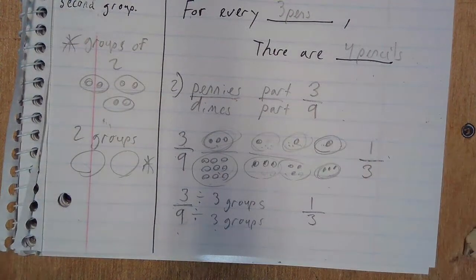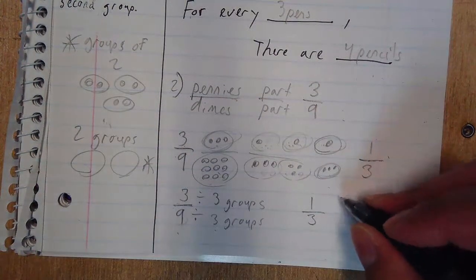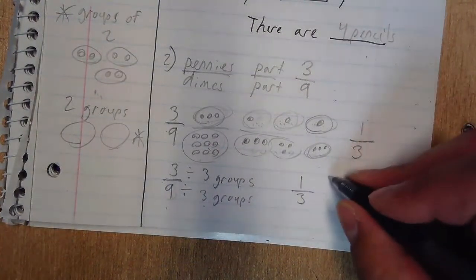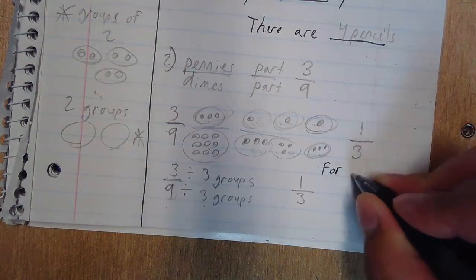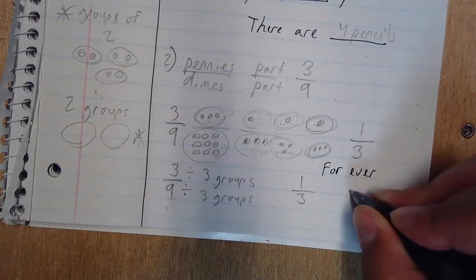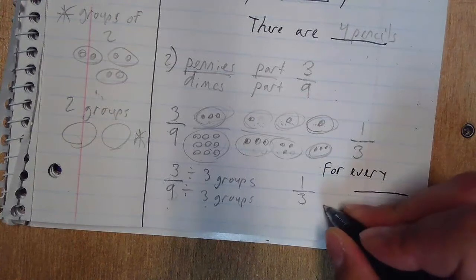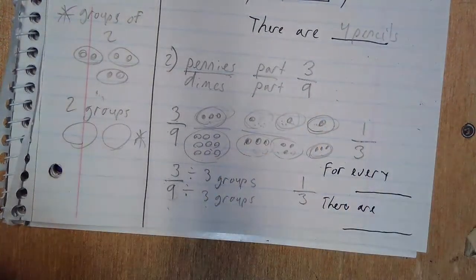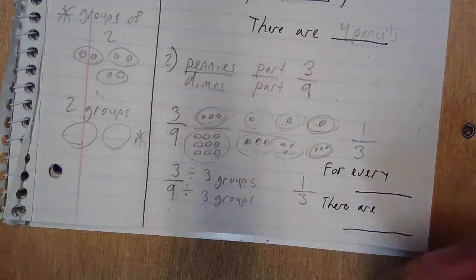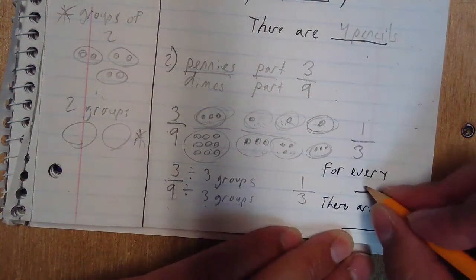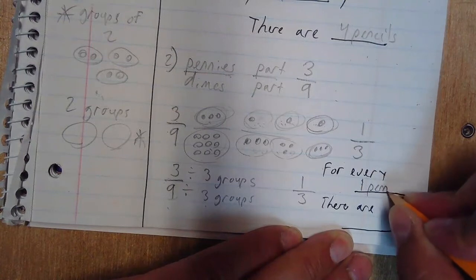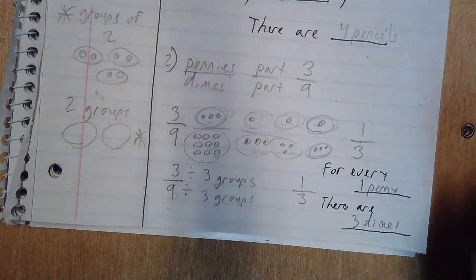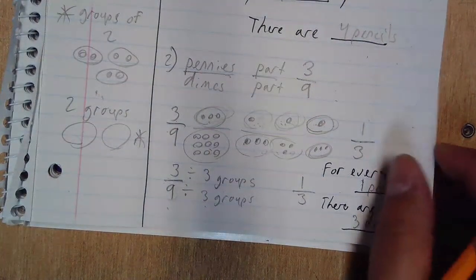All right. And of course, now you've got to write the sentence, the pattern. Now, how should we do this? Because I'm running out of space. I don't want to waste page. Let's try this. For every blank, there are blank. Oh, that looks like it'll fit. Excellent. For every 1 penny, there are 3 dimes. And I believe that's what I told you earlier. So that's why it works.